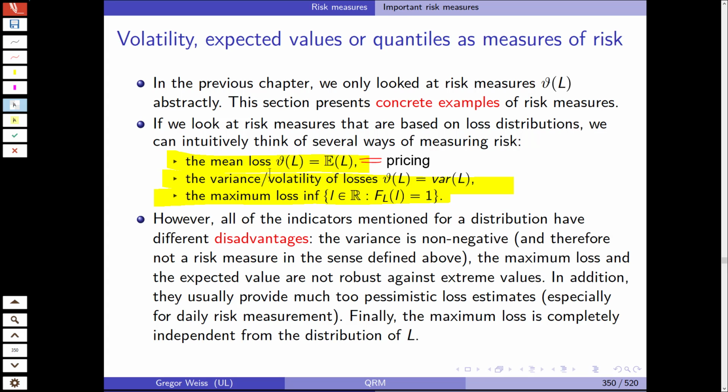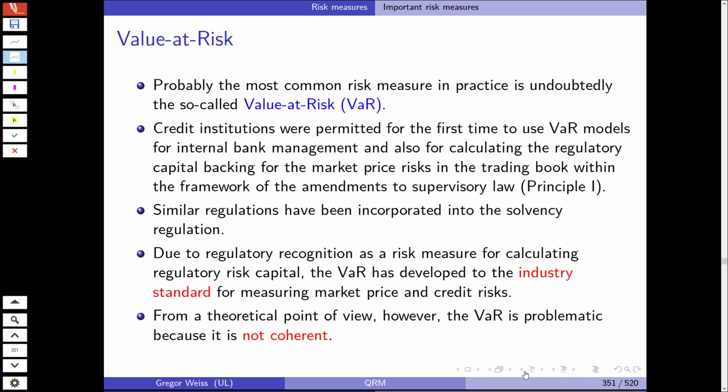So all of these risk measures have serious disadvantages. Variance, being non-negative, is not even a risk measure in the sense as it was defined above. Maximum loss and expected value are not robust against extreme values. In addition, they are very pessimistic. Expected loss, as I mentioned, is used in credit risk modeling, but for pricing, not for looking at capital.